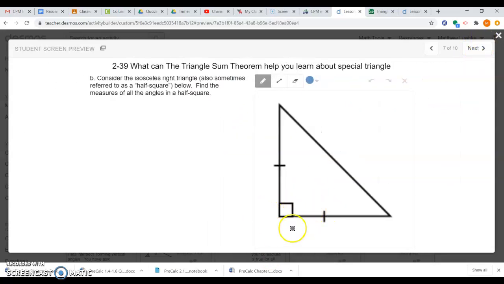Here we have 90, and then two angles here that must be the same, because this is an isosceles right triangle. So this angle and this angle have to be the same. We know 90 of the degrees are already taken up here, so you have 90 degrees left to fit into these two angles, and you can try to figure out what that would be.